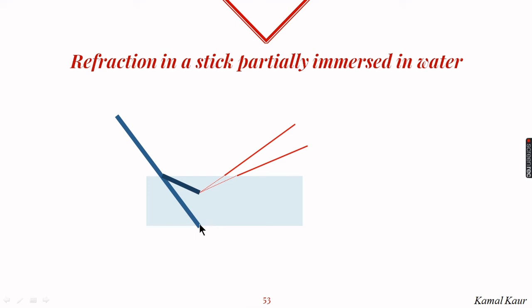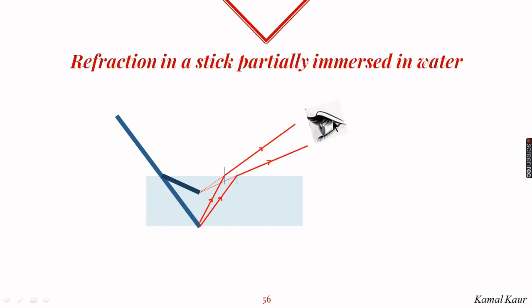Now we will start from a point here and connect it with this point. Another ray from the same point and connect here. And we will show the direction of the rays with the help of arrows. Draw the normal at the two points of incidence, and we are looking at it from here.